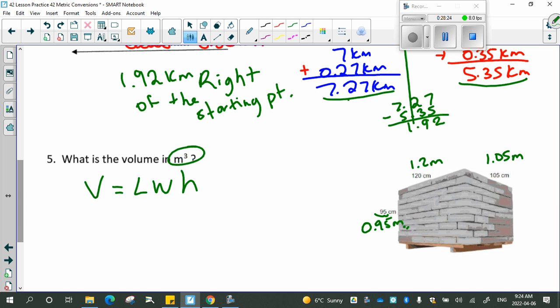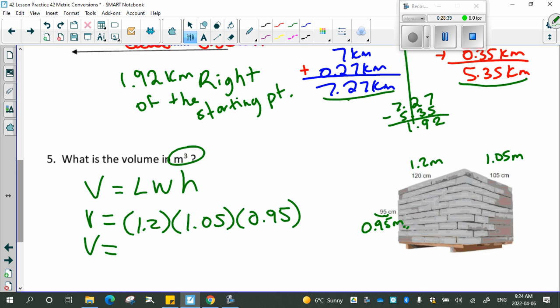So once you've done that, you just have to put them in the formula. So my length is 1.2. My width is 1.05, and my height is 0.95. Multiply them together, and you'll have the volume in cubic meters. Approximately 1.2, because it's 1.197, and then I'll round the 7 up. 1.2 cubic meters.